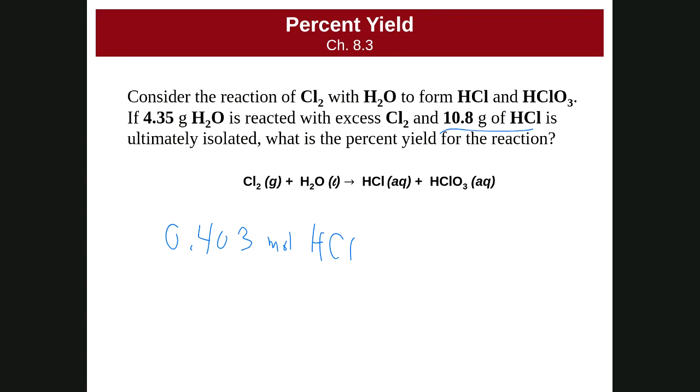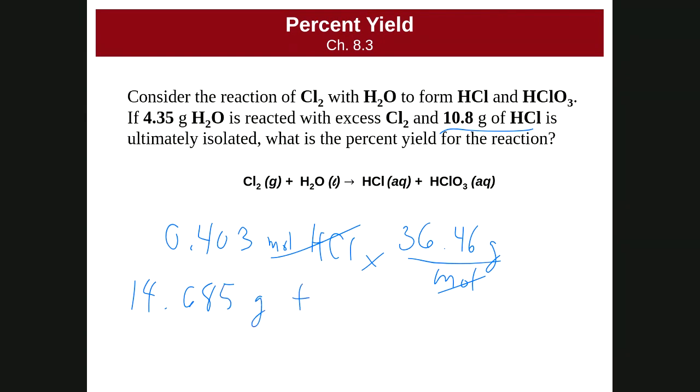We want to find grams so that we can use that as our theoretical yield and divide our 10.8, our experimental yield, by that. So we are going to multiply by the molar mass of HCl. Chlorine on the periodic table is 35.45 grams per mole, and hydrogen is 1.01. So together, the molar mass is 36.46 grams per mole for hydrochloric acid. So we cancel out our moles, and we end up with 14.685 grams as our theoretical yield.